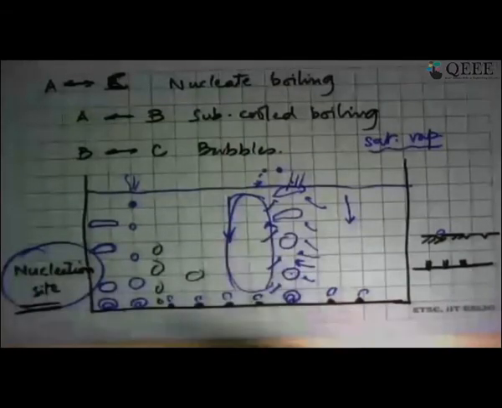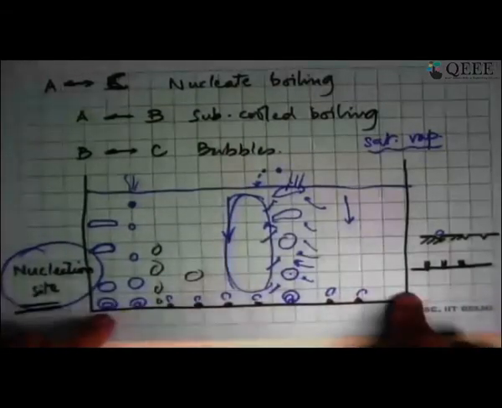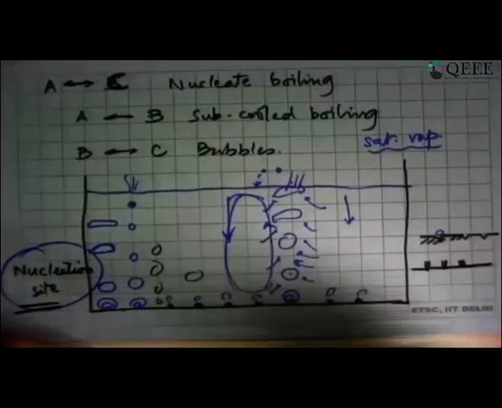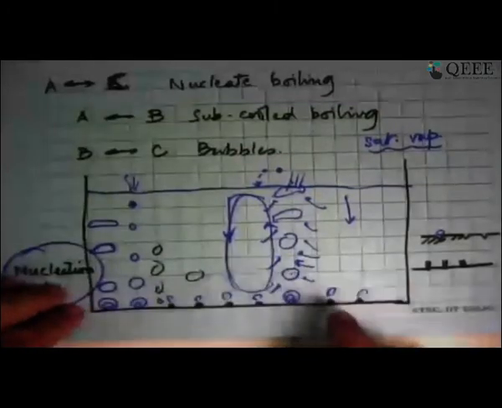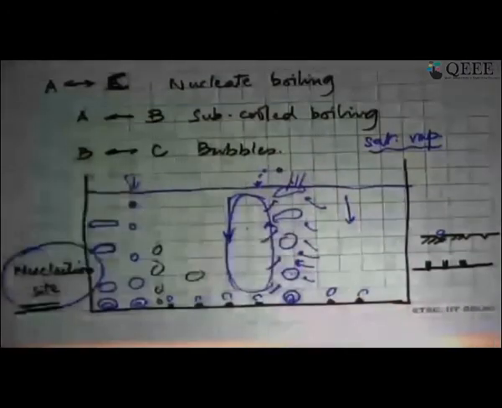And so now, as delta T increases, the number of nucleation sites is increasing, the rate of bubble formation is increasing, heat transfer coefficient is increasing, and finally you have so many bubbles being formed here that this is the maximum way in which energy can be taken away from the surface.